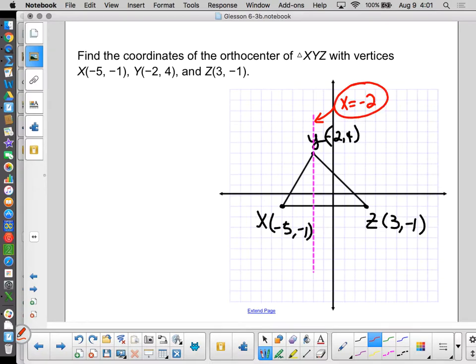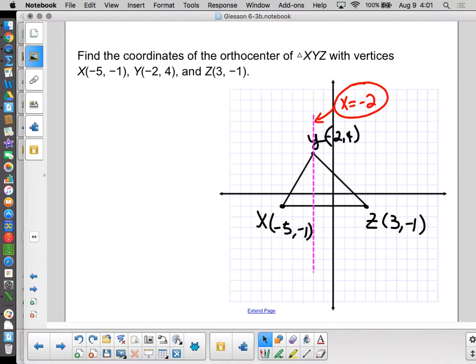I love finding the equations of horizontal and vertical lines. It requires very, very little work. Horizontal lines are always Y equals. For example, the line here is Y equals -1 for XZ. And vertical lines are always X equals, like X equals -2. That's a simple vertical line.